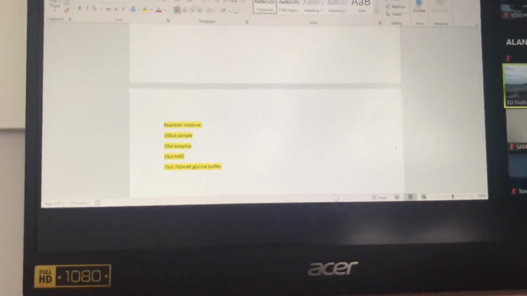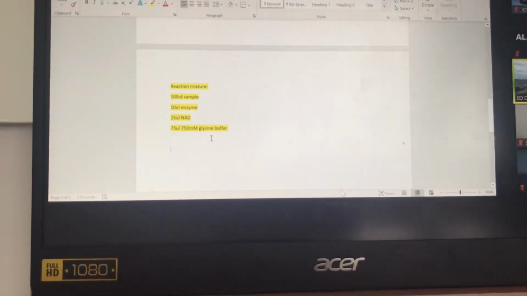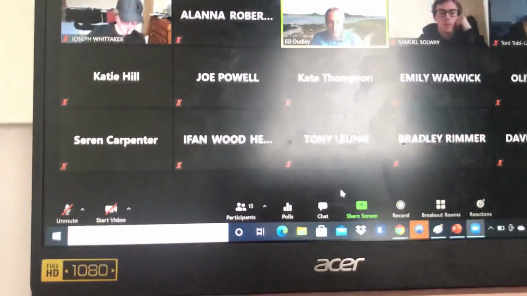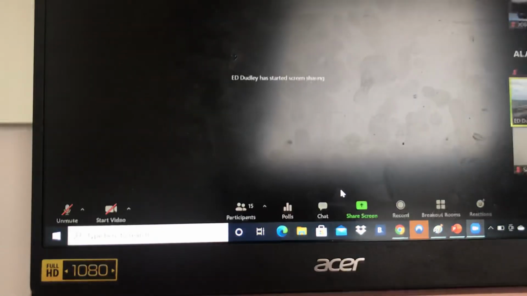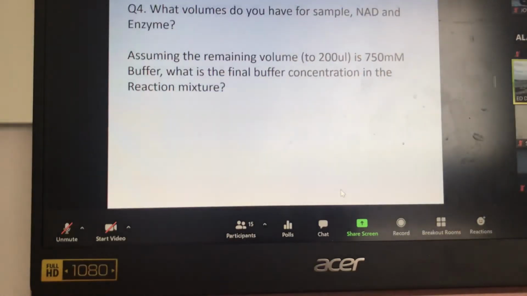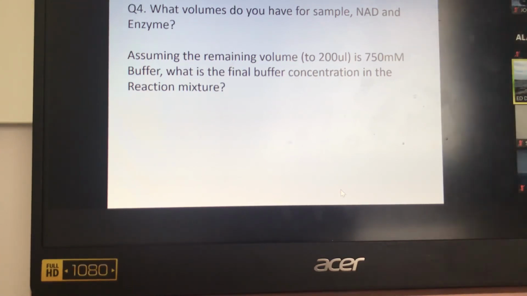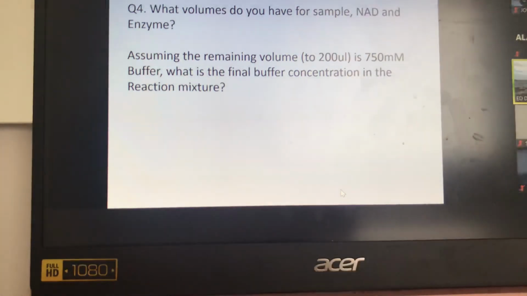Now, we said before, glycine buffer in the final reaction mixture to stabilize the enzyme has to be greater than 200 millimolar. So, the fourth question is basically, given the reaction mixture volumes, do we have a great enough buffer concentration to be able to allow that to happen? So what is the final buffer concentration in the reaction mixture? So the reaction mixture is 100 microliters of sample, 10 of enzyme, 15 of NAD, and 75 of buffer at a concentration of 750 millimolar.